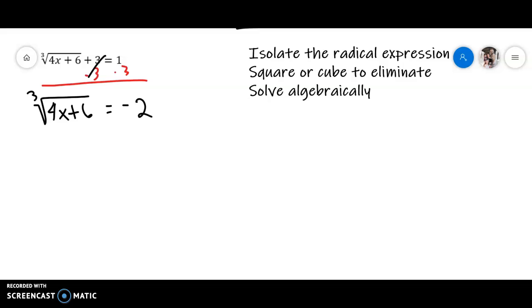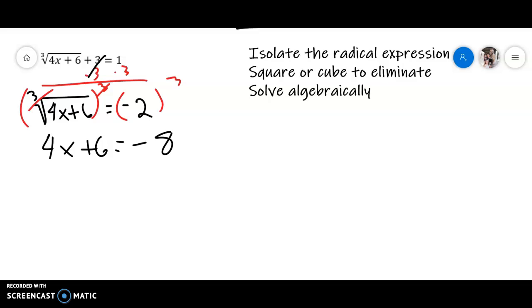How do I get rid of my radical sign here? Well, square or cube. I don't want to square it. Squaring will not fix it. Cubing is my option. I'll cube both sides, and that preserves my equality on both sides as well. So the cube root cancels out with the cube. So that leaves us with 4x plus 6. Now negative 2, when you cube that, that's negative 2 times negative 2 times negative 2 again. It's going to be negative 8. So 4x plus 6 equals negative 8.